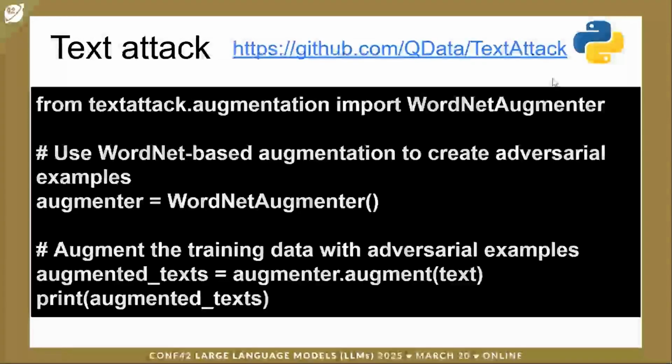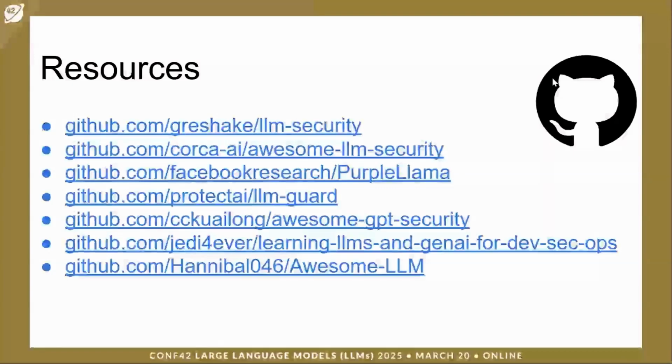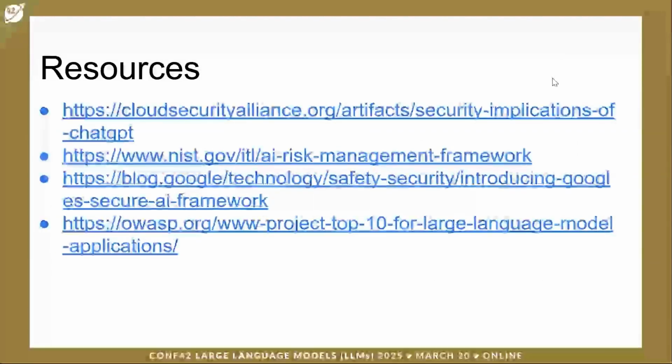And finally, I'm commenting on some interesting resources that we can find in books. For example, these are the books that have been published in the last year on this topic, and these are specific GitHub resources with the papers that I've commented on. And these are other interesting resources that we can use to extend the information provided in this presentation.